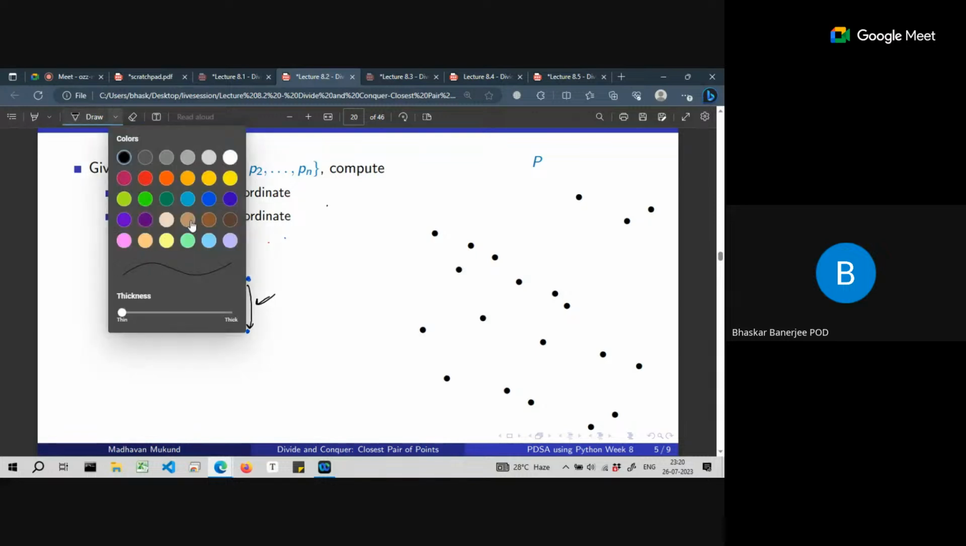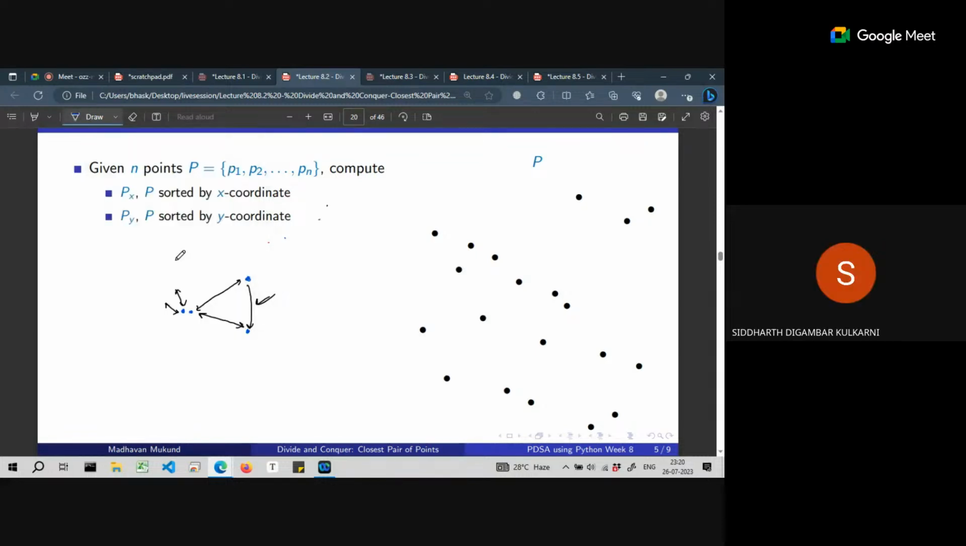No, we have to consider these 2 points also, which are close to each other, but which are in different halves. It seems like these 2 points are closest, but that isn't the case. The closest is actually these 2 points. They were in 2 different halves, so they were not considered. So how will we consider them?